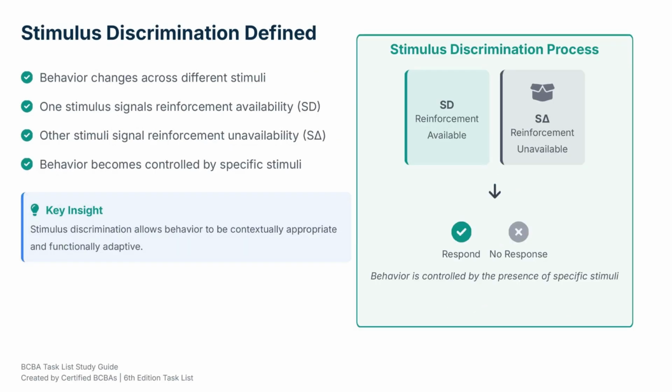Now let's shift our focus to stimulus discrimination. Unlike response differentiation, which focuses on differences among behaviors, stimulus discrimination focuses on differences among stimuli. In this process, one stimulus signals that reinforcement is available. This stimulus is called the SD, or discriminative stimulus. Another stimulus signals that reinforcement is not available. This is called S delta. As learning occurs, the behavior begins to occur in the presence of the SD, but not in the presence of the S delta. In other words, the stimulus begins to control when the behavior occurs.